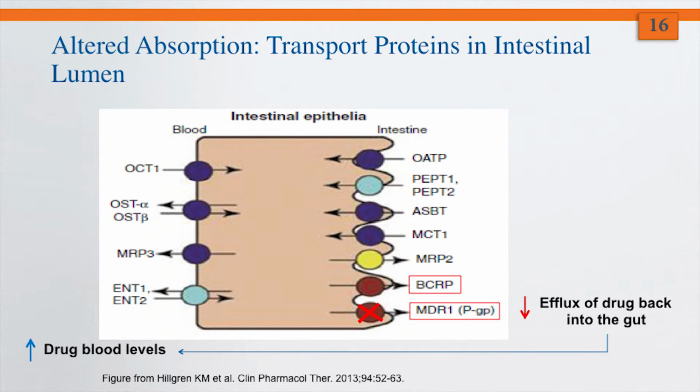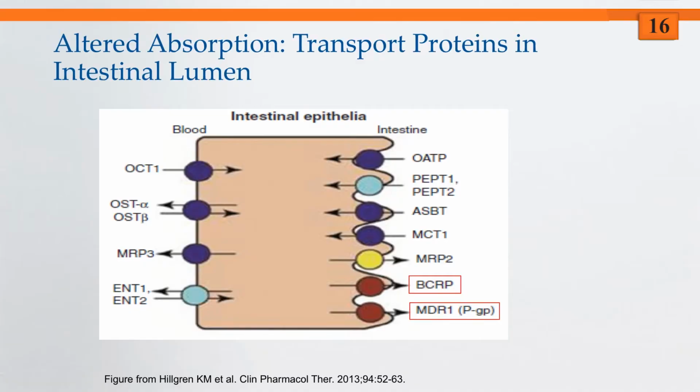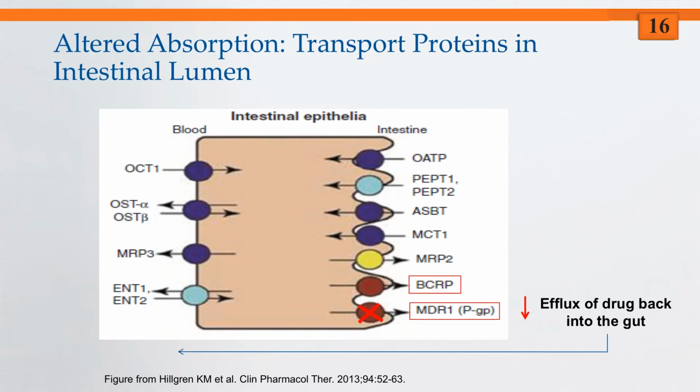This schematic shows all of the transport proteins that have been identified in the gut. And I've circled here BCRP and PGP or P-glycoprotein. It's also commonly referred to as MDR1, which is the gene that encodes its activity. And again, if you block the efflux transporters, that is, you decrease or you block the efflux of the drug back into the gut, you'll increase blood levels of the substrate.